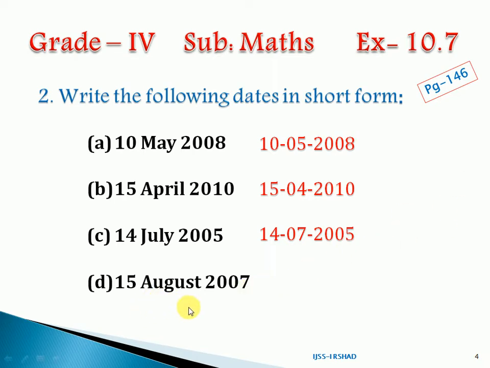And D is 15 August 2007. So you can write 15, then hyphen. August means 8th month, so write 08 and then the year like this, 15/8 hyphen 2007. Now we will move to question number 3. So let's have question number 3.